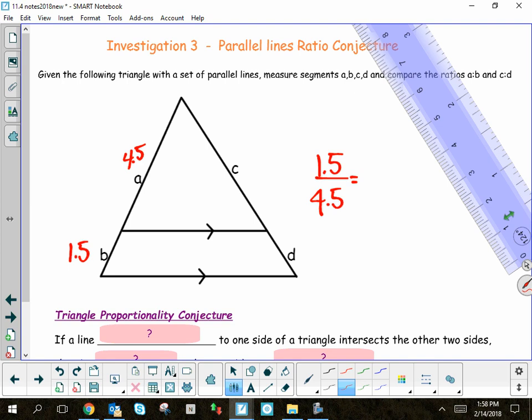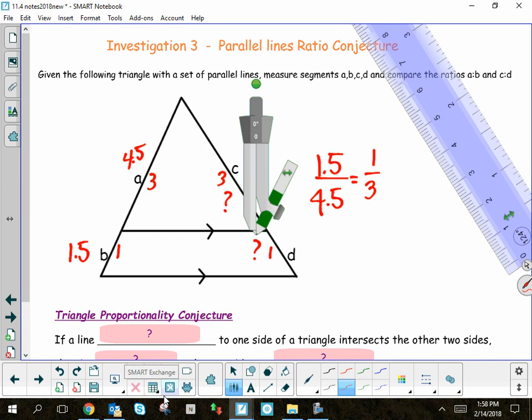What is that reduced to? 1.5 goes into 4.5 3 times, right? So this is like a 1 to 3 ratio. So this is 1 to 3 reduced, a ratio. Does that mean this is 1 to 3 as well? Let's check with our compass. And again, mine's digital, so let's see if this actually works out.